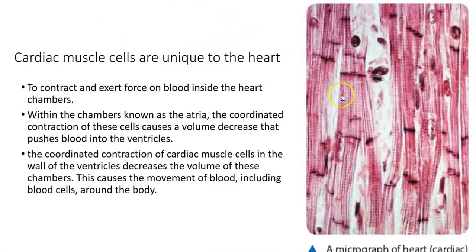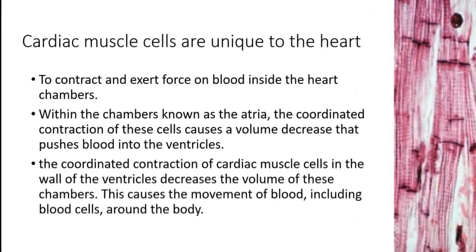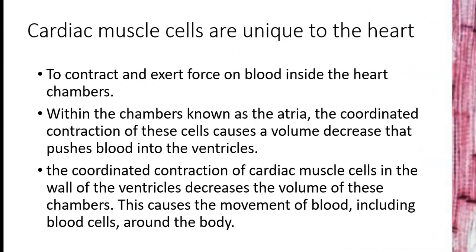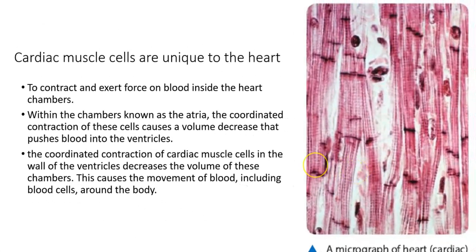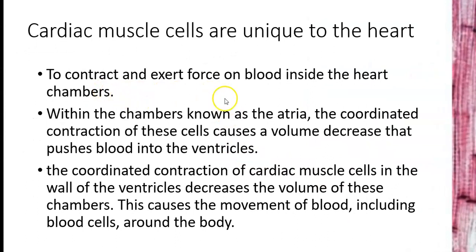This is a picture of the cardiac muscle, and this is a micrograph of heart cardiac muscle cells. As you can see, cardiac muscle cells are unique to the heart. They contract and exert force on blood inside the heart chambers. So their function is forcing blood into the different chambers of the heart. I think now you know the chambers of the heart. The names are atria, which is the plural form of atrium.